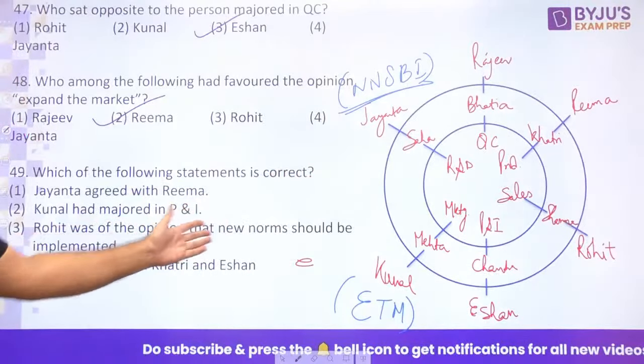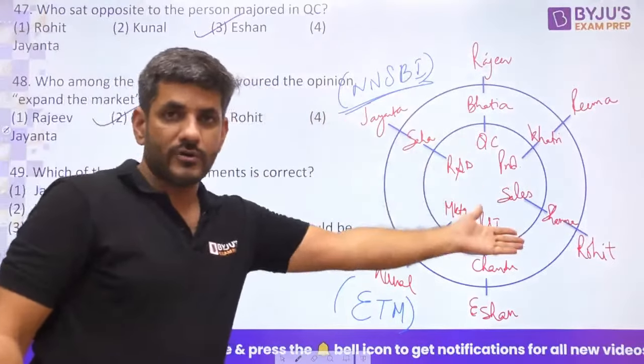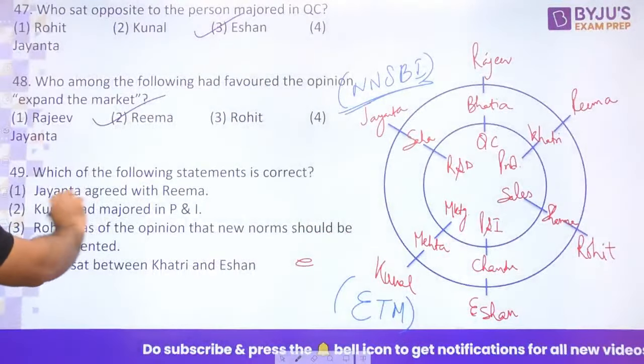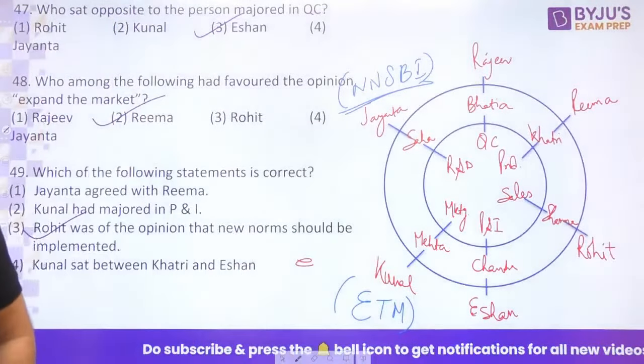Rohit was one of the opinion having new norm should be implemented. New norm should be implemented, that is coming for Jayanta and Rohit. So this is correct. These were the 3 questions. All 3 we have got from them. So it won't ask about the fourth, which is not given to us.